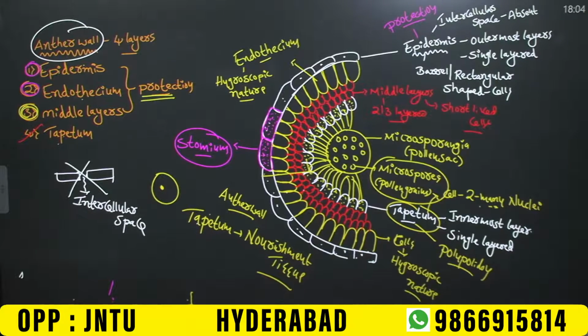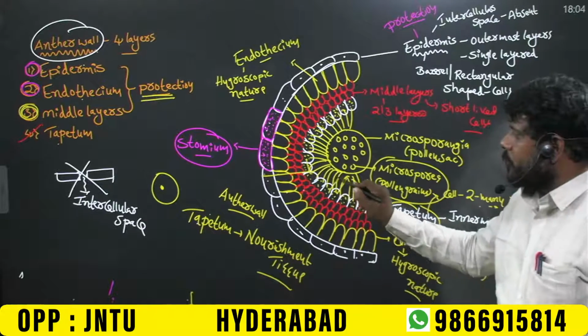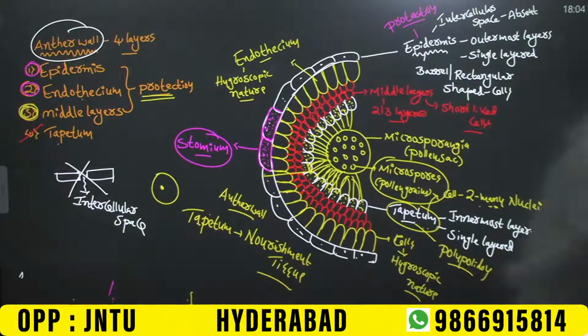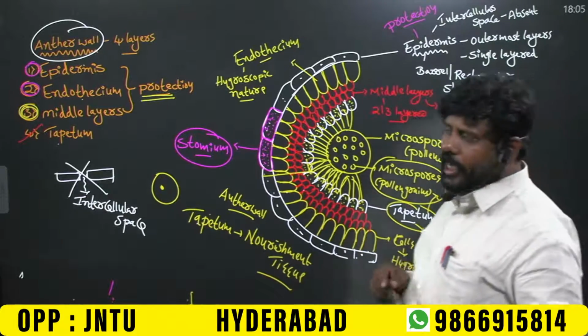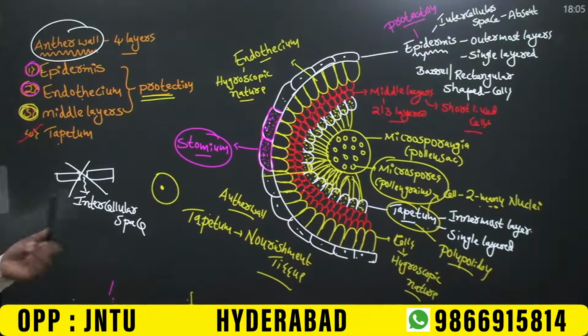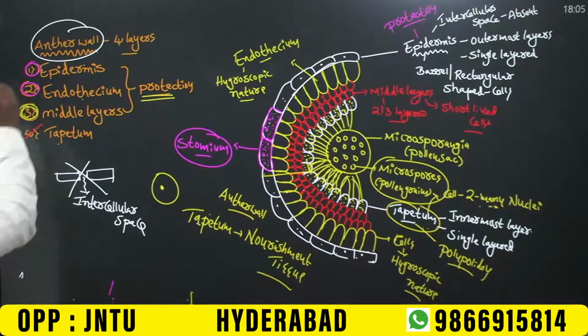Whatever tapetum is present, this tapetum provides the nourishment to the developing microspore. That's why tapetum is considered as the what? Nourishment tissue. What is the ploidy of tapetum? Polyploidy. Two to many nuclei are present in every tapetum cell, and it is the innermost layer also. So this is the structure of anther wall.